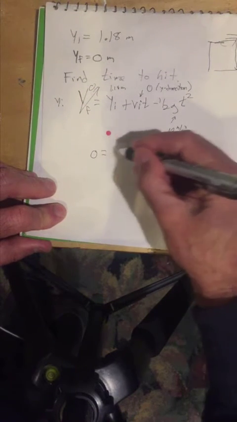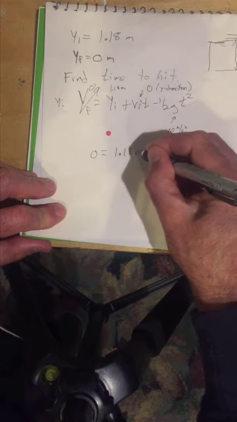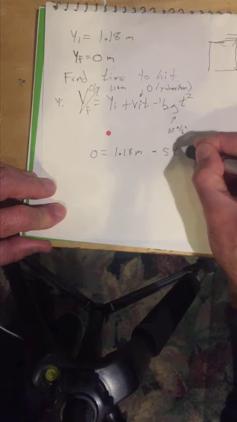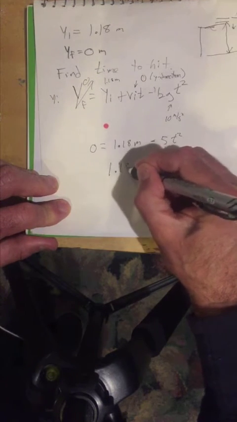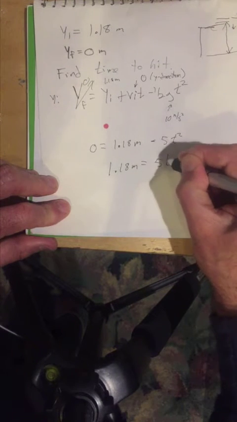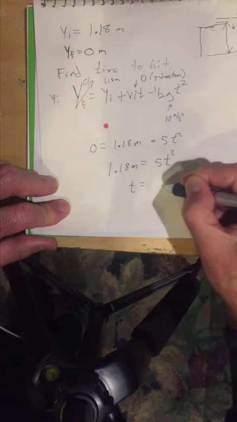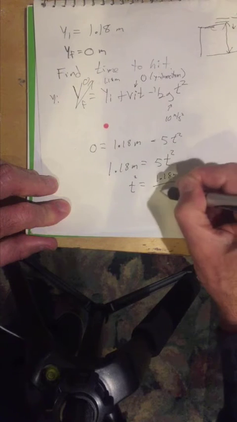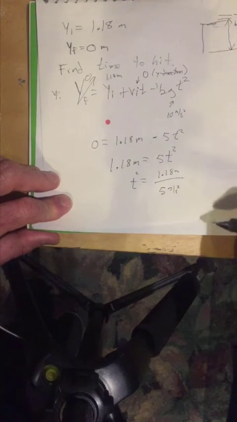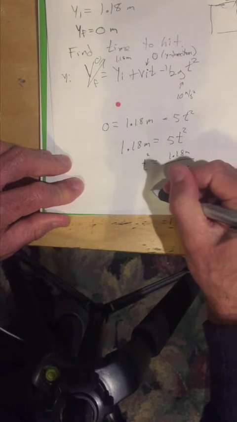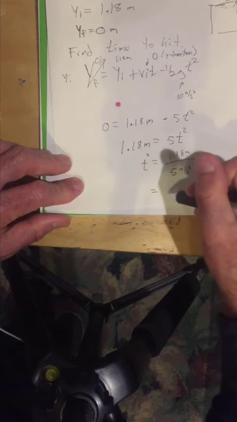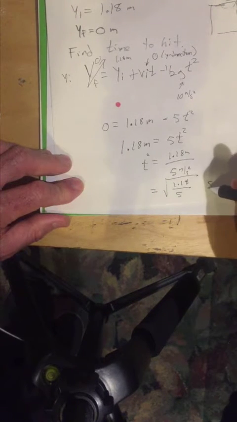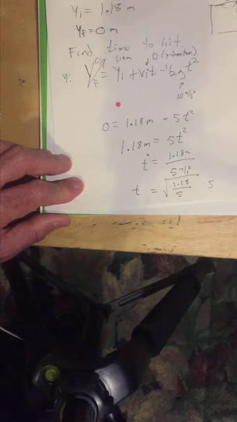So I'm going to say 0 is equal to 1.18 meters minus 1/2 of g, which is 5, t squared. So 1.18 meters equals 5t squared. Solve for t. T squared equals 1.18 meters divided by 5 meters per second squared. The meters are going to cancel, and I'll have to take the square root of 1.18 divided by 5, and that's going to be seconds. That's going to be how long it should take my object to land.